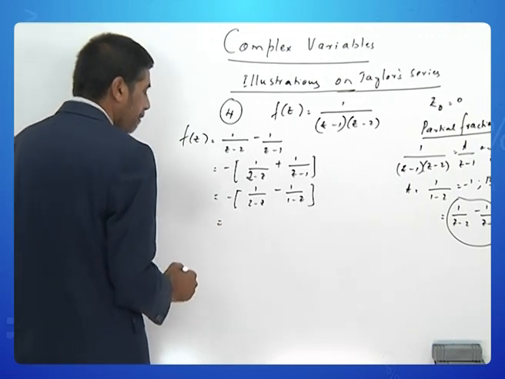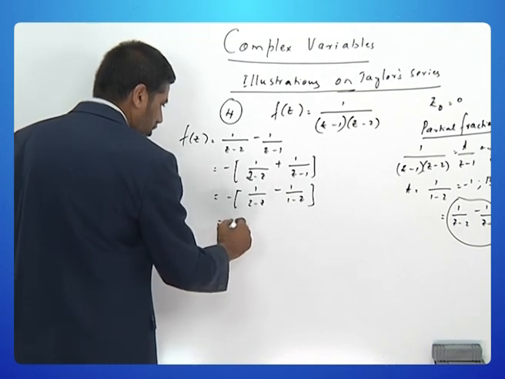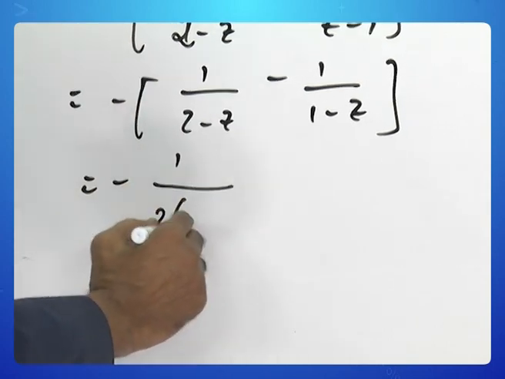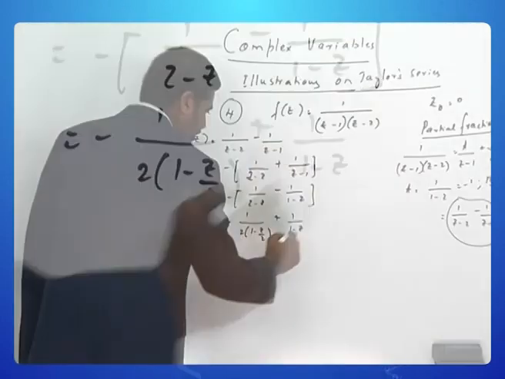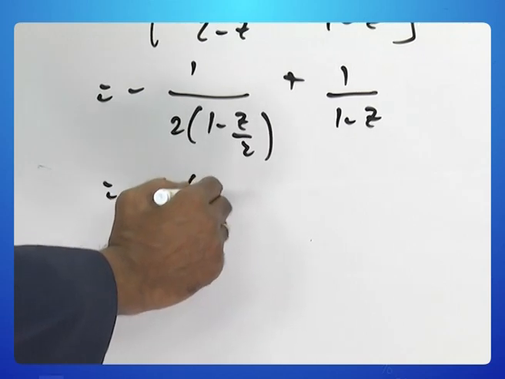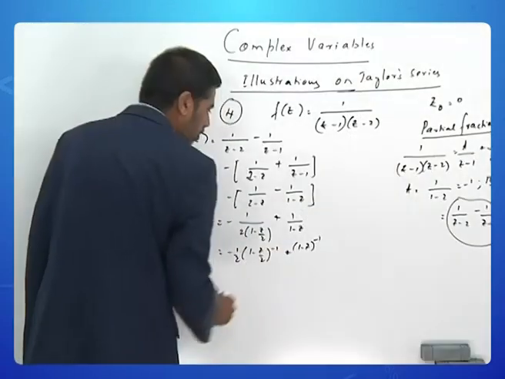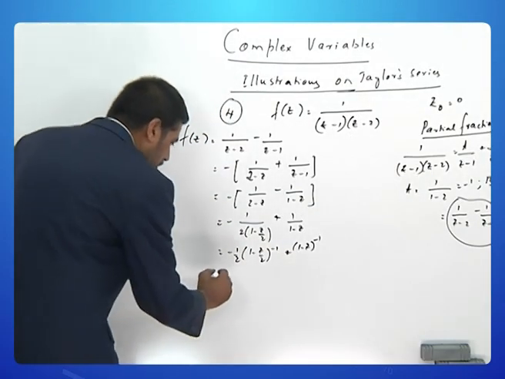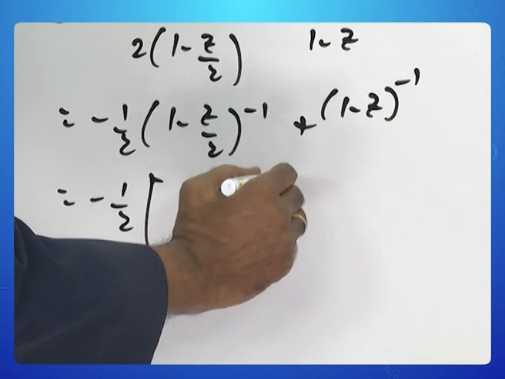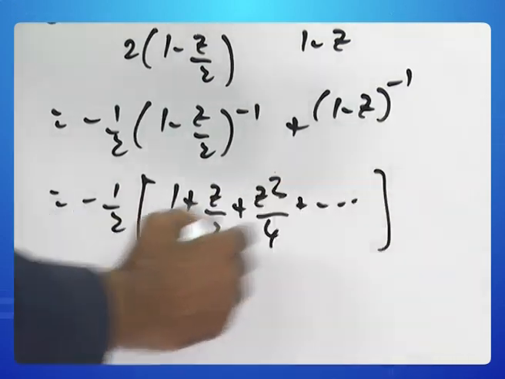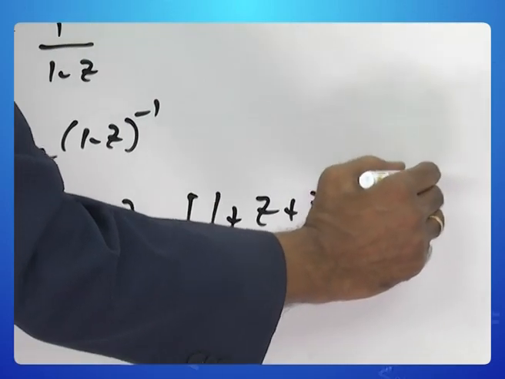So now you can give expansions, but here we must take 2 outside. So write it like this: 2 into 1 minus z by 2, minus of minus plus 1 by 1 minus z. So this is minus half, 1 minus z by 2 whole inverse, plus, now both of them can be easily expanded. So minus half into 1 plus z by 2 plus z squared by 4 and so on, plus 1 plus z plus z squared and so on.